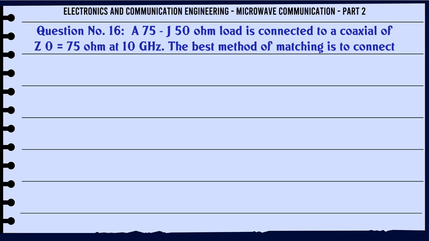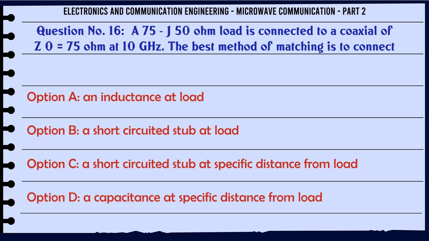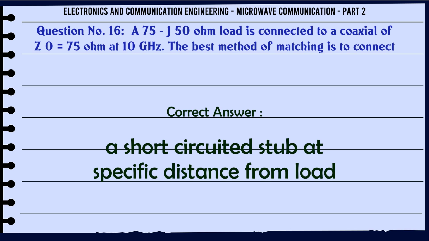A 75 + j50 ohm load is connected to a coaxial line of Z0 75 ohm at 10 GHz. The best method of matching is to connect A: an inductance at load, B: a short-circuited stub at load, C: a short-circuited stub at specific distance from load, D: a capacitance at specific distance from load. The correct answer is a short-circuited stub at specific distance from load.